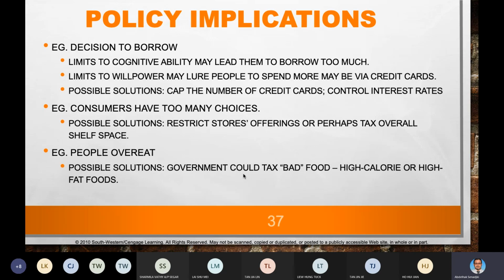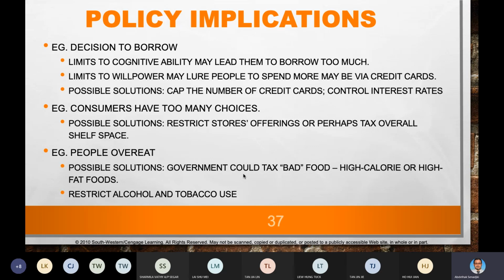Or people overeat. Possible solution, government could tax bad food or junk food, McDonald's, or high calorie or high fat food. Why? Because junk food causes obesity, blood pressure, diabetes, and it will be a cost for government in two ways. Direct cost, because they have to enter hospitals. Indirect cost, they are unhealthy and they will be less productive.